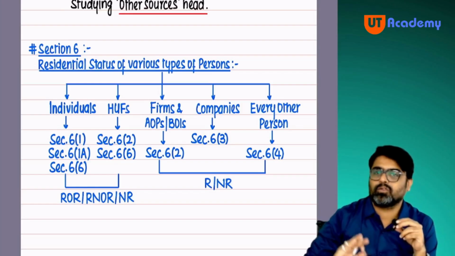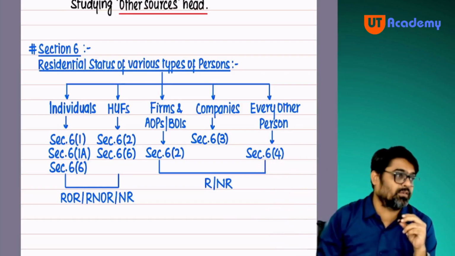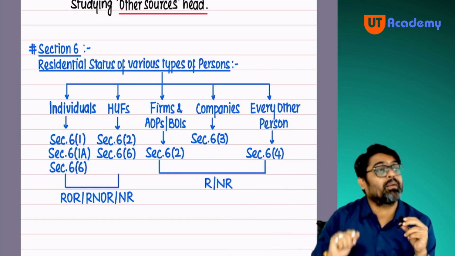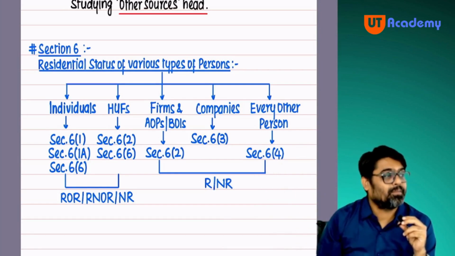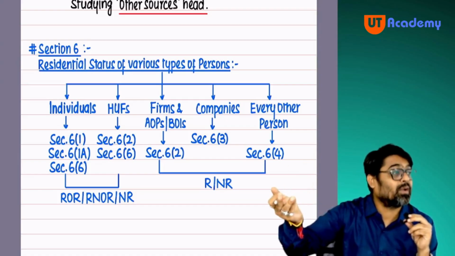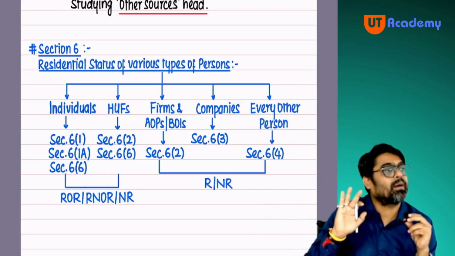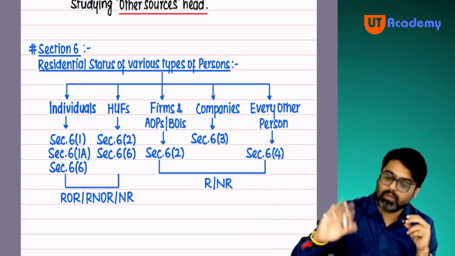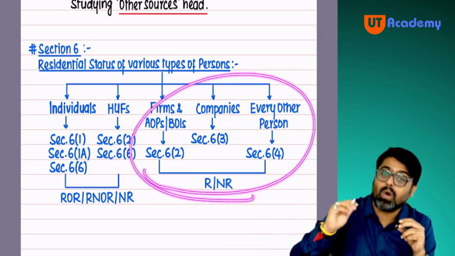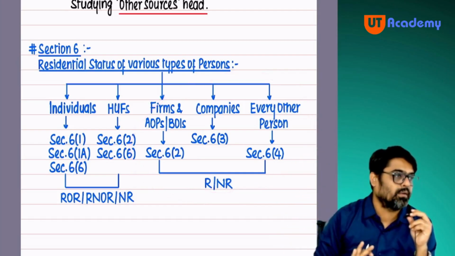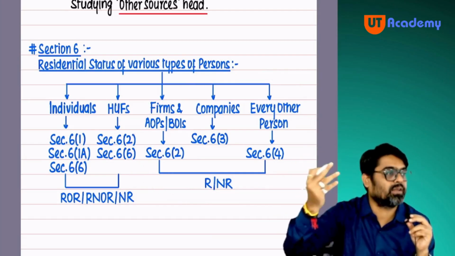Hello. And it is not made applicable to others. Since it is not made applicable to others, that means that they cannot become RNOR. There is no option given to them to become RNOR. They can become resident or non-resident. And once they become resident, they will always be treated as ROR. There cannot be RNOR status given to them.